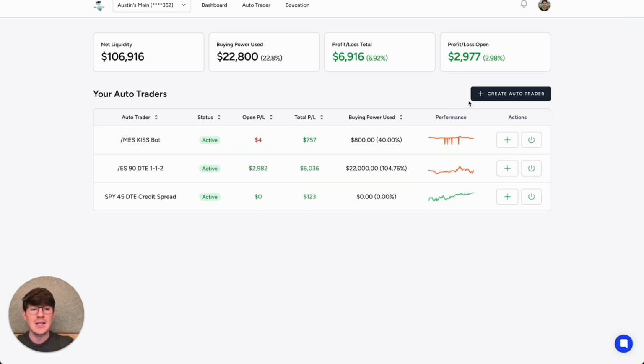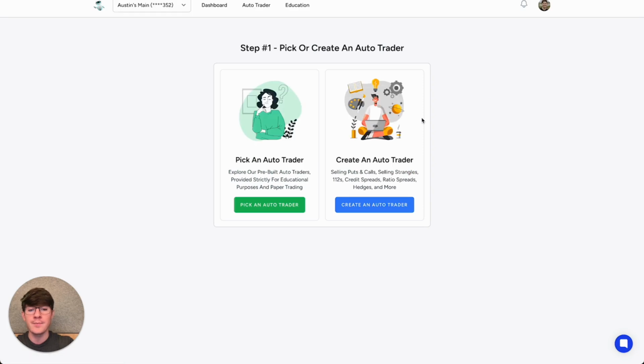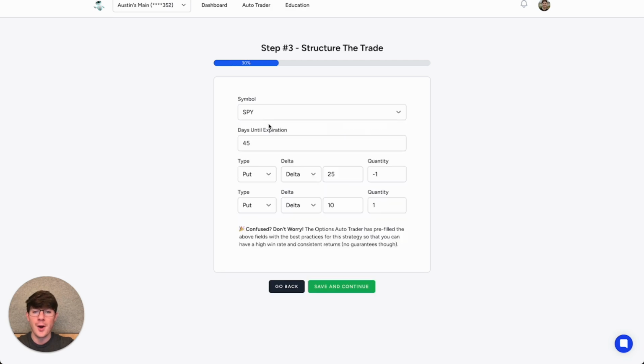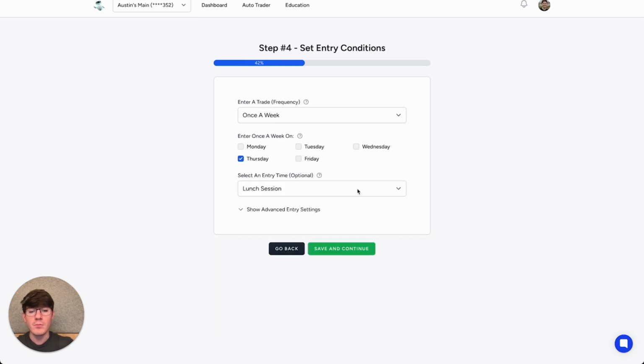Anyways, you can see here, I'm just going to create an auto trader, which is basically just a bot that I want to manage the trade. So again, I'm going to be setting up this bot based on how I want it to trade. So I'll pick credit spread. I'm making sure to put credit spread, like I mentioned, SPY 45 DTE. And so let's just say this is how I structure my credit spread. If you want to enter a credit spread a different way, you can pick that as well.